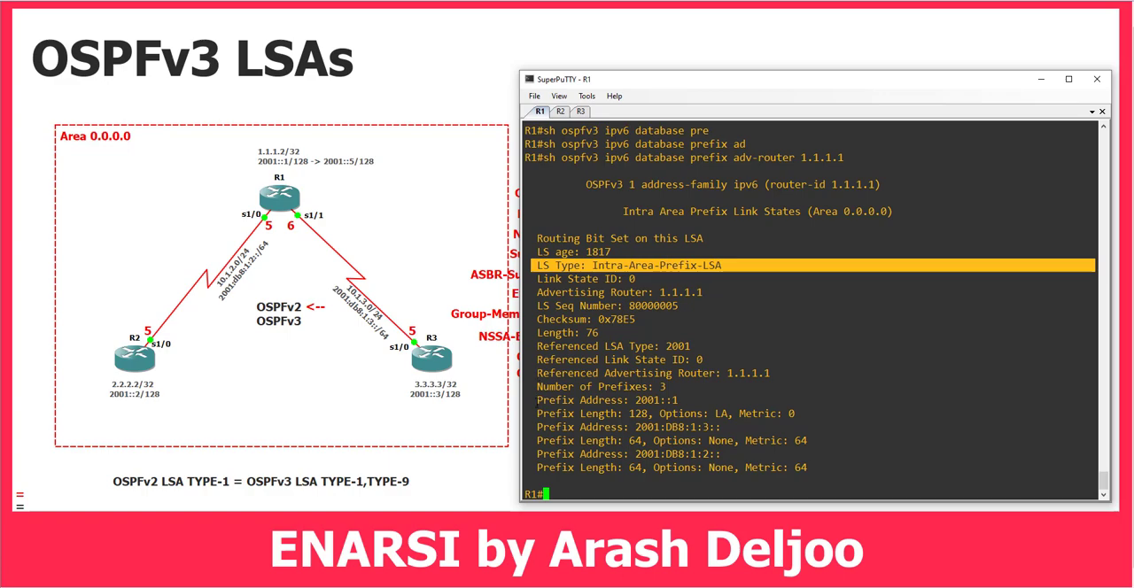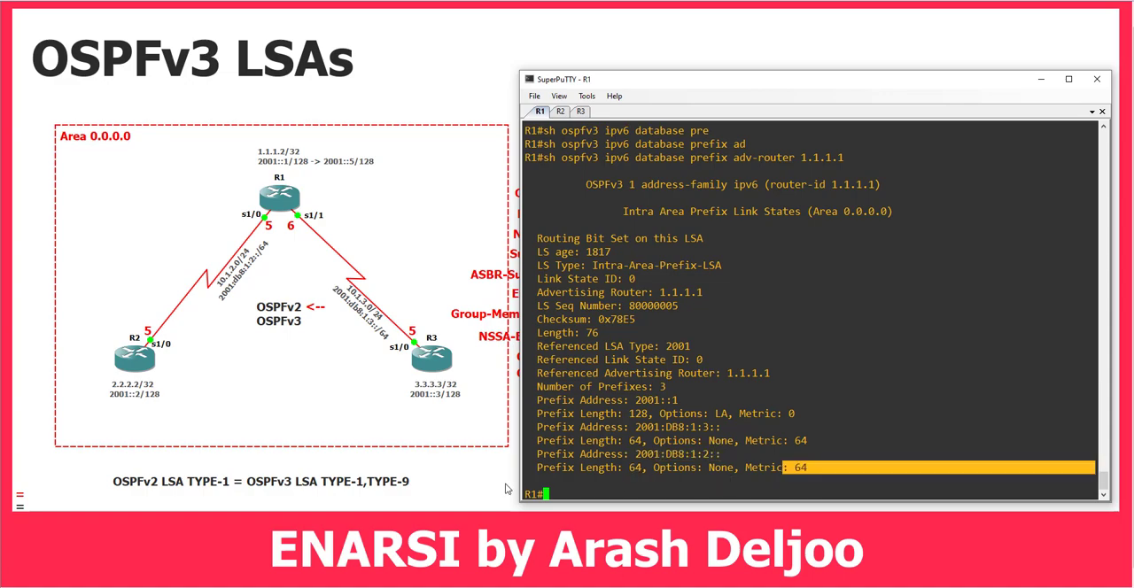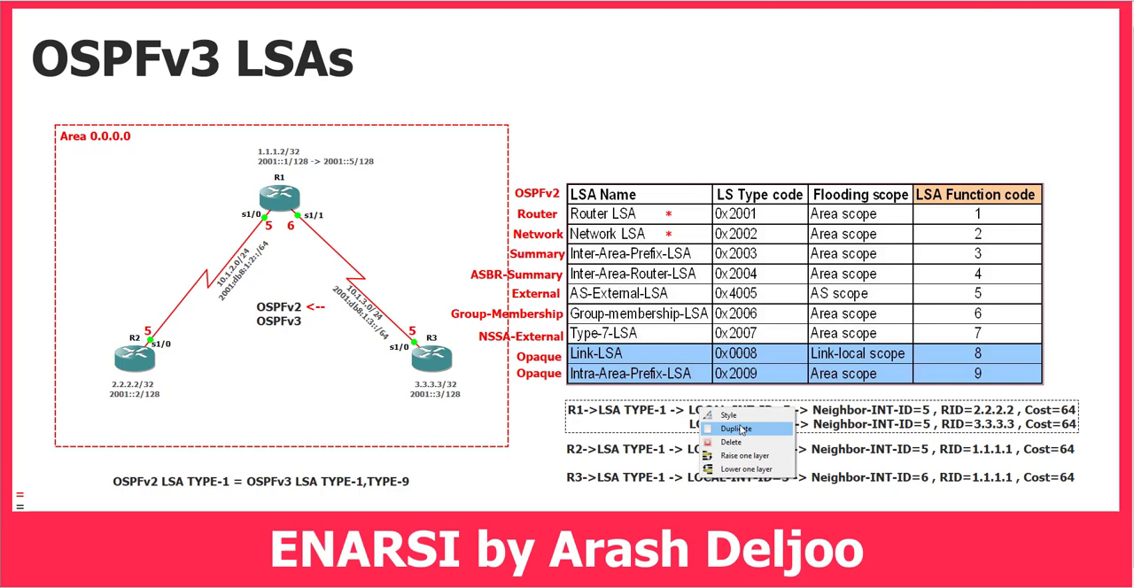Look at here. First, I have connected to 2001::1/128 with the metric of 0. The metric of loopback is 0. Then 2001:db8:13:: means this link with the metric of 64. That's it, 2001:db8:13::/64. And then 2001:db8:1::2/64, okay, with the metric of 64. Let me write them here.